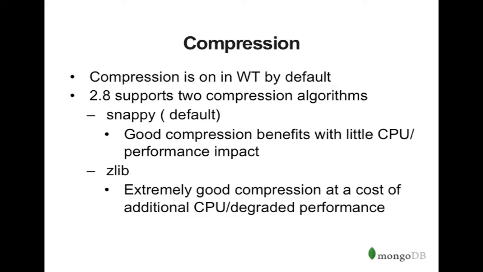So a good example of this would be something like a PDF. PDFs don't compress very well, so if you're storing PDF data in MongoDB, there's really no point in enabling compression because all you really do is slow down your overall performance.